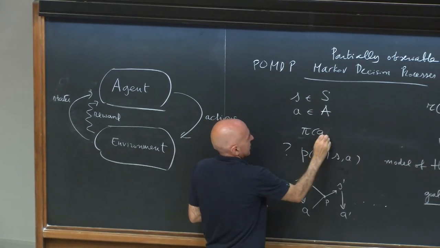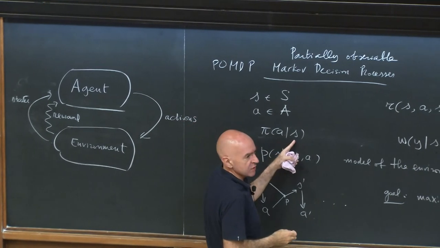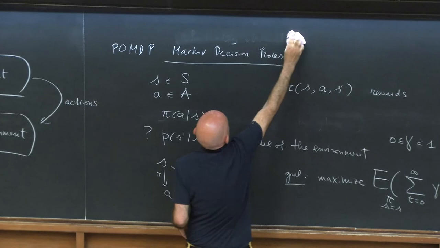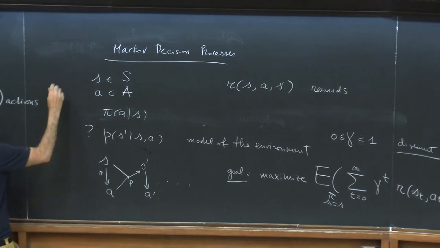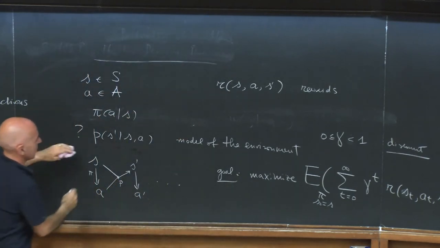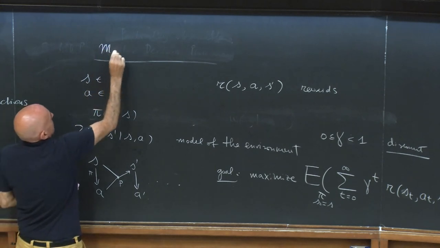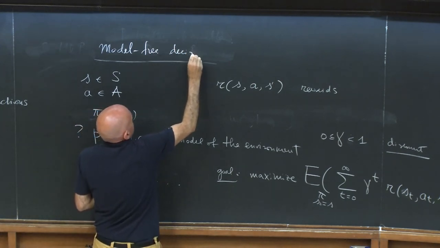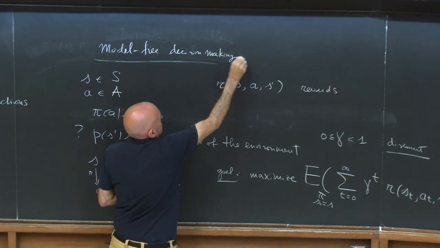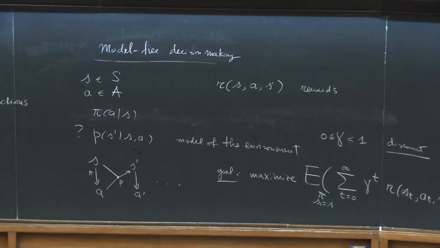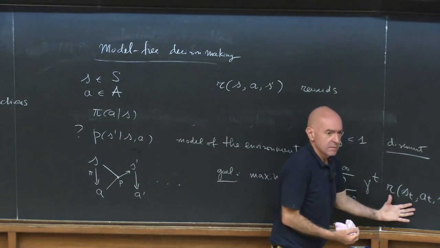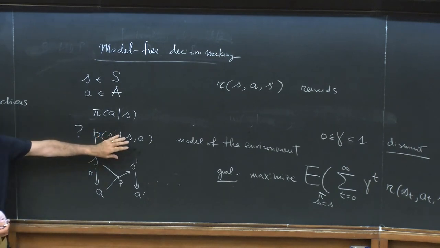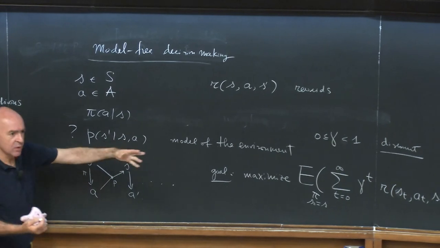So our policy gets back to the initial problem. I have to determine it as a function of states. Observations are perfect. But I don't know what the model is. So this goes under the name of model-free decision making. The question is, can we optimize this target again over possible policies without knowing how the world will react to our actions, without knowing the laws of nature?